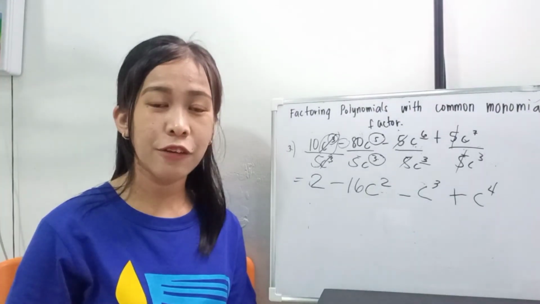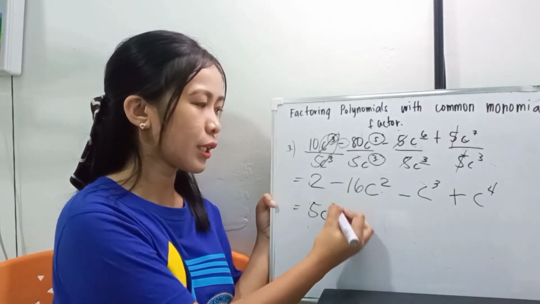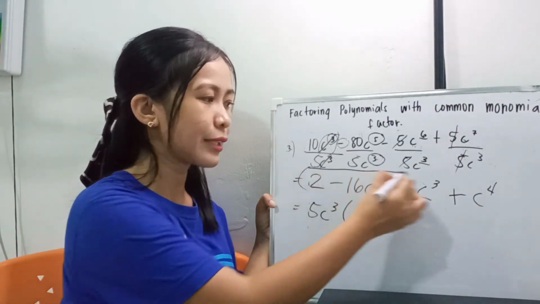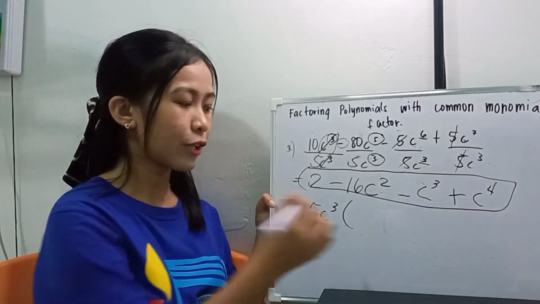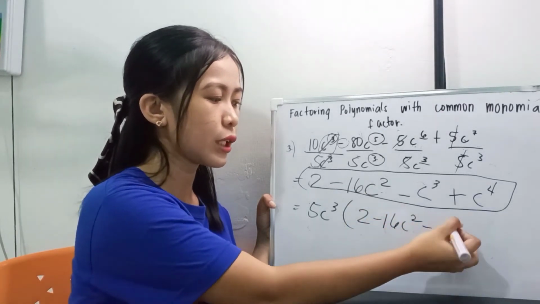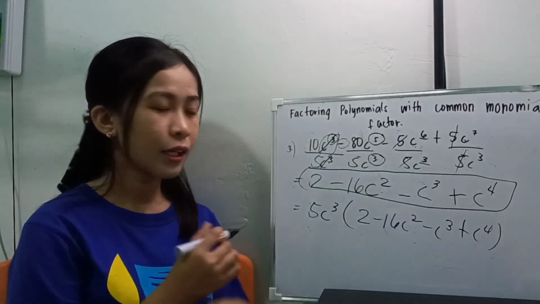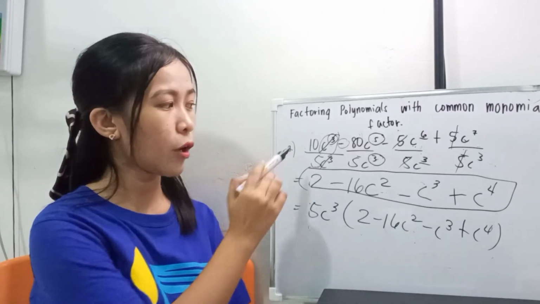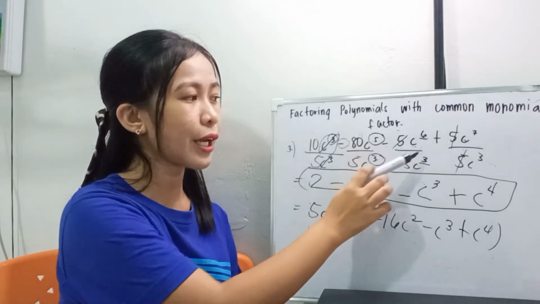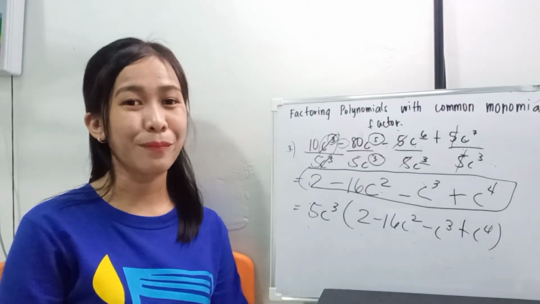And then, for the final factored form, we take 5 c raised to 3 again, and then just write what we got earlier. So, we have 2 minus 16c squared minus c raised to 3 plus c raised to 4. That is already the final factored form of 10c cubed minus 80c raised to 5 minus 5c raised to 6 plus 5c raised to 7. Okay? That's how simple it is.